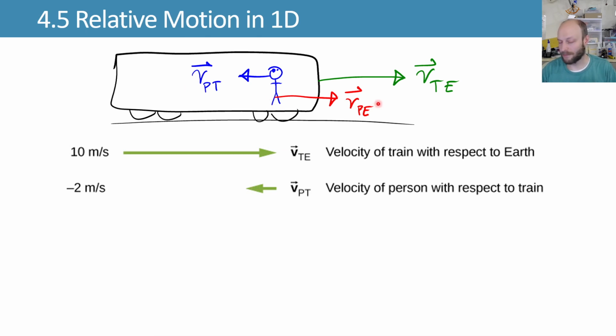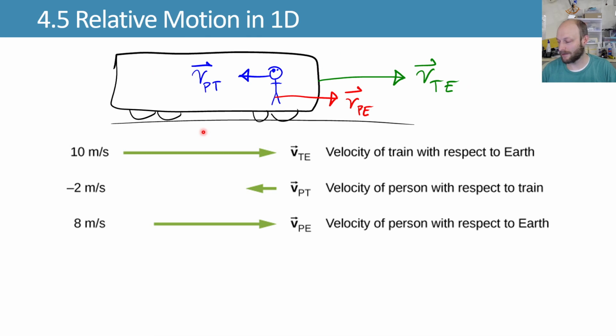the net velocity. And by the difference, I mean the vector sum. So you add up this vector and this vector. This is positive to the right. This is negative to the right, or positive to the left. So positive 10 plus a negative 2 gives us a positive 8. So our velocity of a person with respect to the Earth is going to be 8 meters per second.